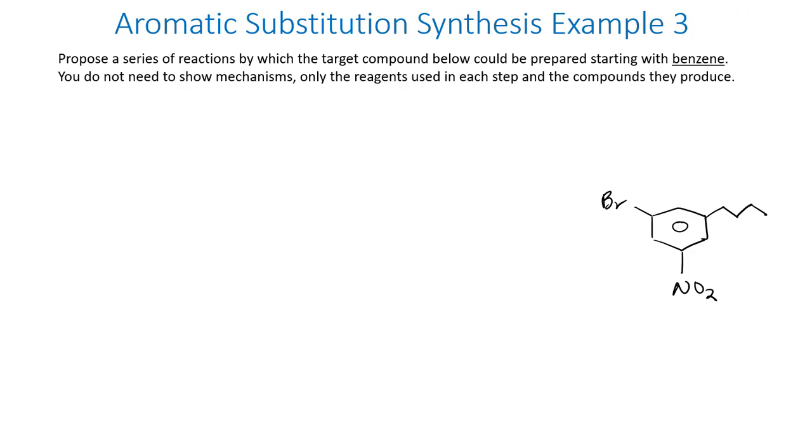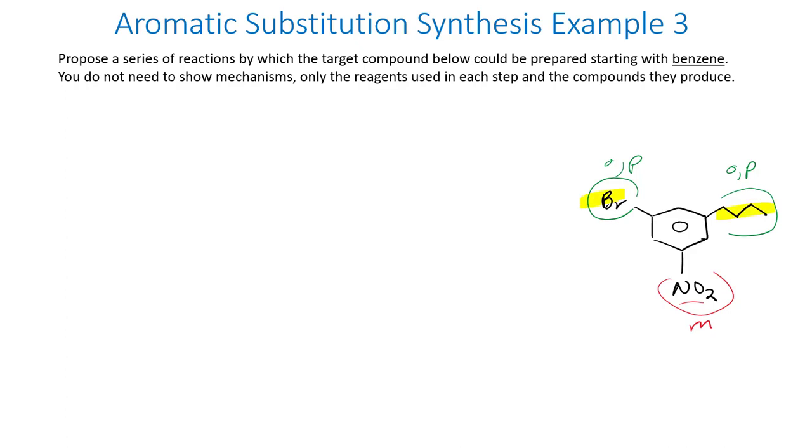So thinking about the groups that are in our product, we have an ortho-para director with the alkyl group. The bromine is also an ortho-para director. The nitro is the only meta director. And notice that all three groups are meta to each other, which means we could add the nitro first and then get one or the other of the second groups on.